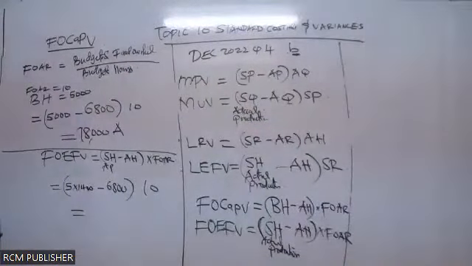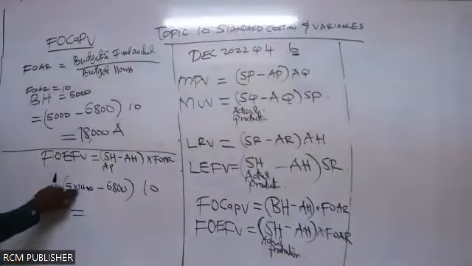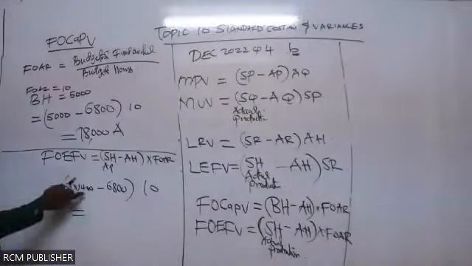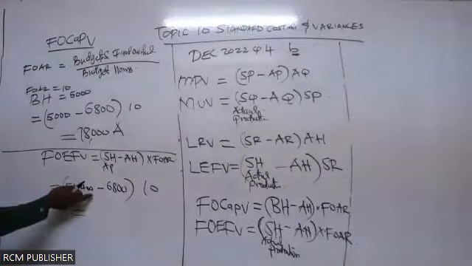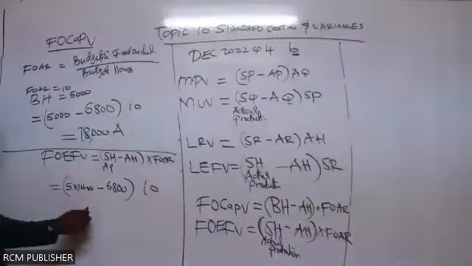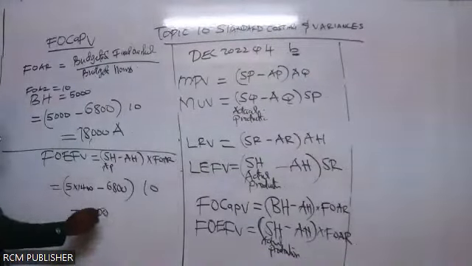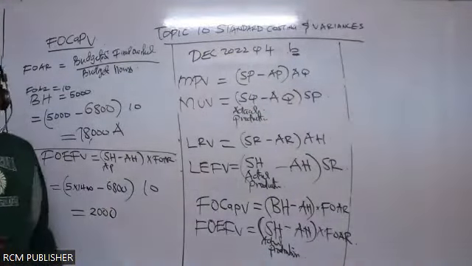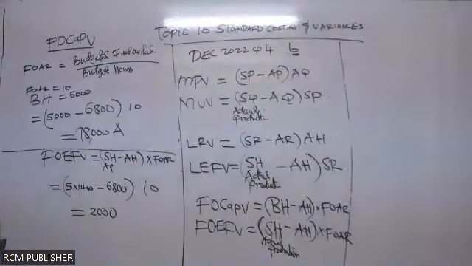I don't expect it to be 18,000. This by this should give me 7,000. The difference between 7,000 and 6,800 should be 200. Then I add this one here, so 2,000. So what I need from you now is the sign. Is it favorable or adverse?